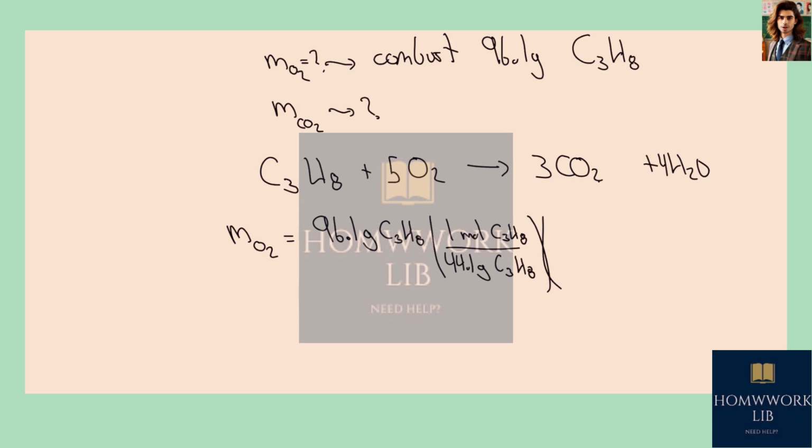And now we're going to employ our chemical equation. We know that 1 mole of C3H8 is going to require 5 mole of oxygen. And the final step is going to be using the molar mass or the molecular weight for O2. And 1 mole of O2 is going to correspond to 32 grams.